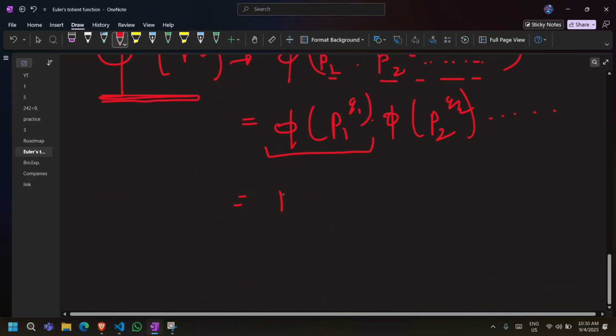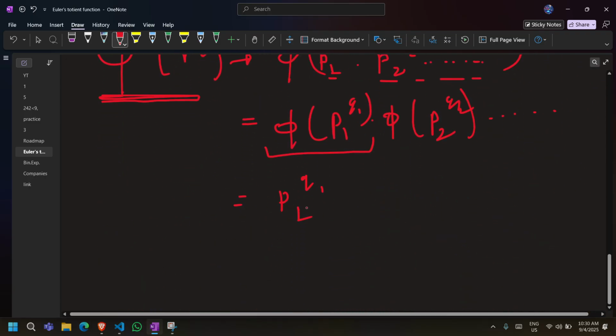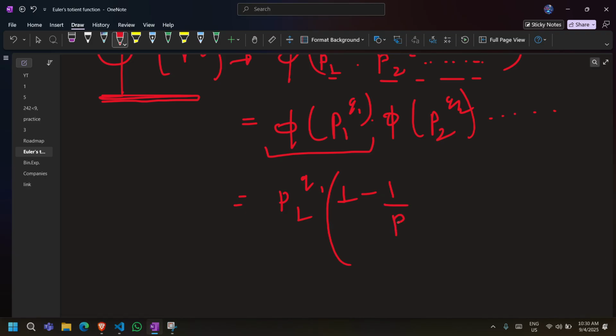So this will be p1 raised to power q1. First of all, you can rewrite this by taking p raised to power k common, and you will get 1 minus 1 by p. So this will be p1 raised to power q1, you take common, and 1 minus 1 by p1. Similarly, p2 raised to power q2 into 1 minus 1 upon p2 and so on.